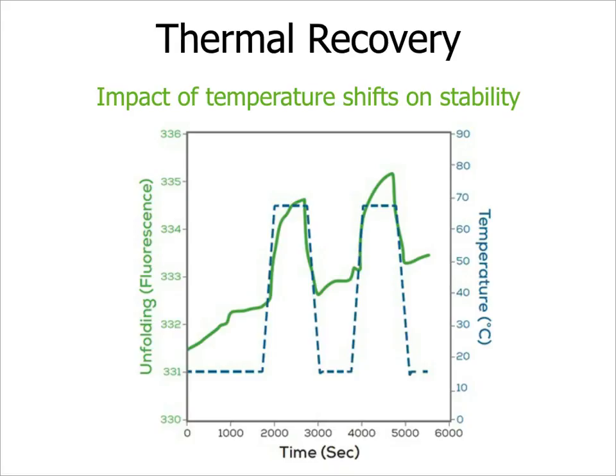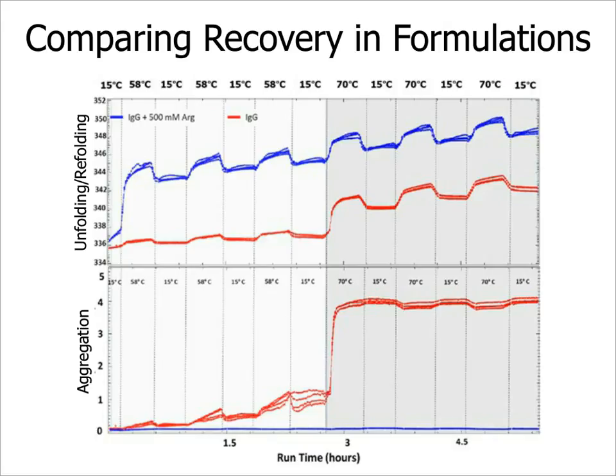An example of how this might be used. We have in this case again the unfolding and the aggregation of an IgG. This time we've done multi-cycle thermal recovery. The unfolding is represented on the top panel and the aggregation on the bottom panel. The blue curve is in the presence of 500 millimolar arginine, and the other is in the absence of any arginine, just the IgG on its own.